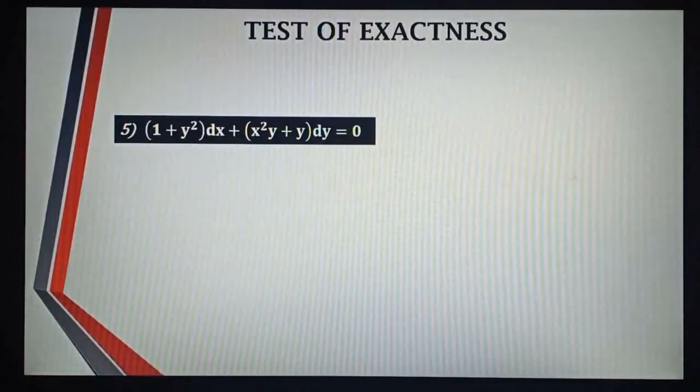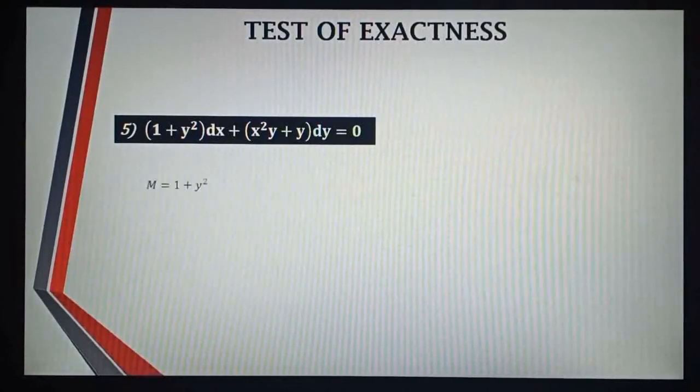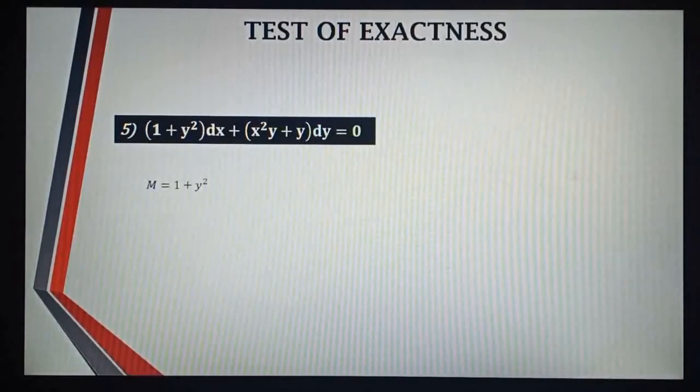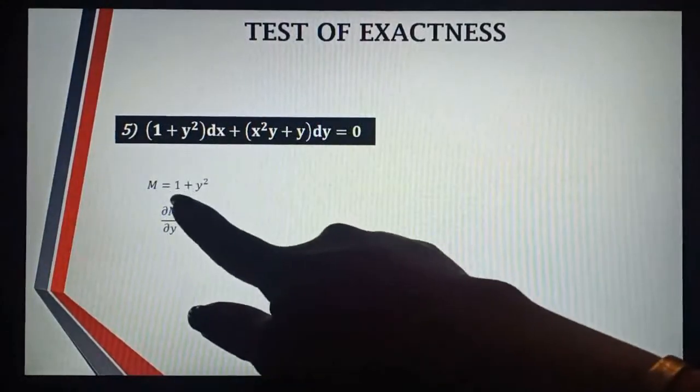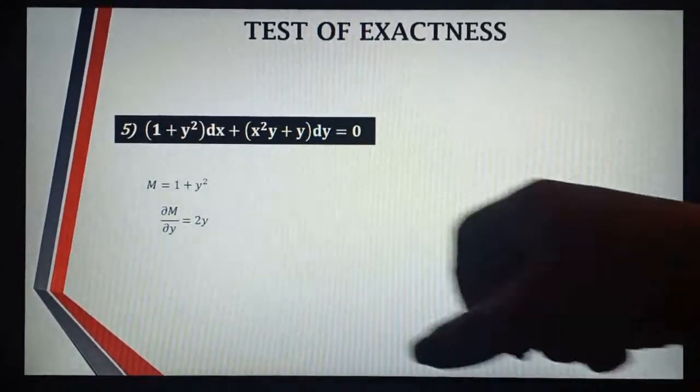Then last example, dun sa test of exactness, you have the quantity of 1 plus y squared multiplied to dx plus the quantity of x squared y plus y multiplied to dy equated to 0. So our m here is 1 plus y squared. Then i-differentiate natin siya with respect to y. So that is equivalent to 2y. Since 1 is constant, so that is 0. Then y squared is 2y.